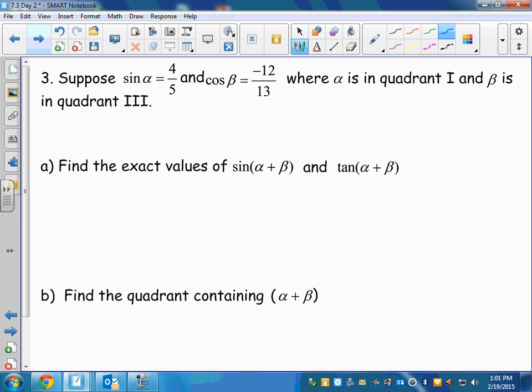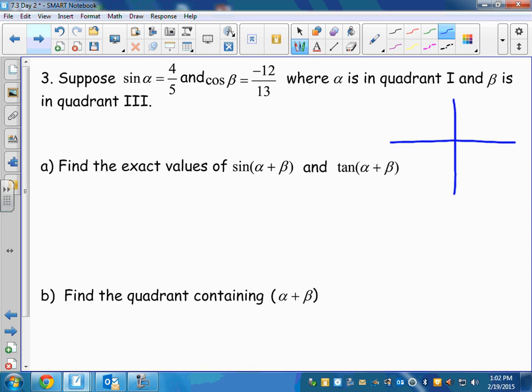So step one on this is let's kind of sketch out what we have, maybe off to the side somewhere. I'm going to just draw it over here. And let's just start with alpha, right? Two separate angles here. Sine of alpha, they tell us that we're in quadrant 1. That's important because sine's positive in two quadrants, so you have to figure out which one you're in.